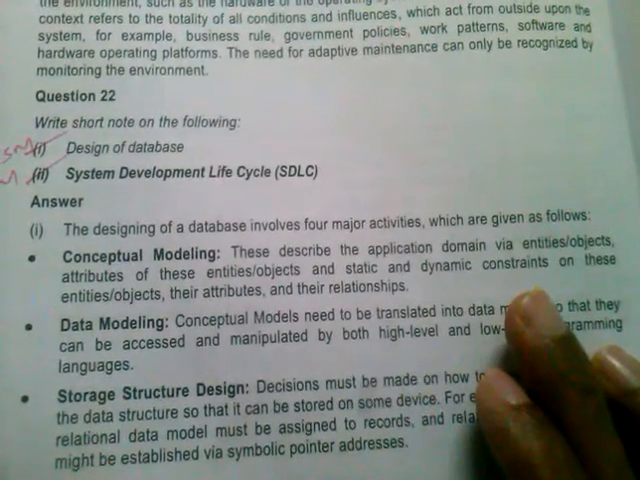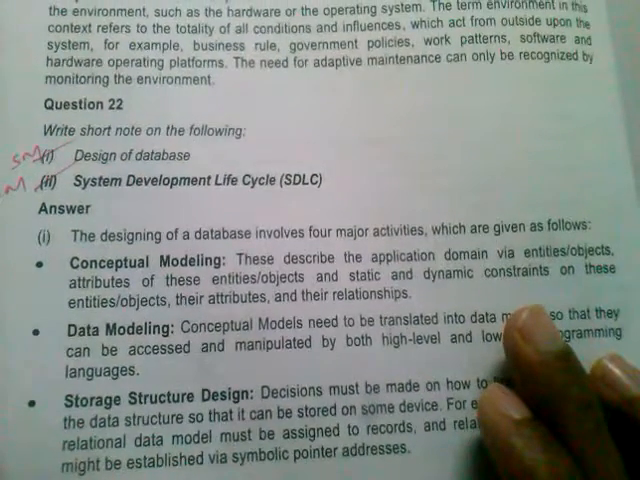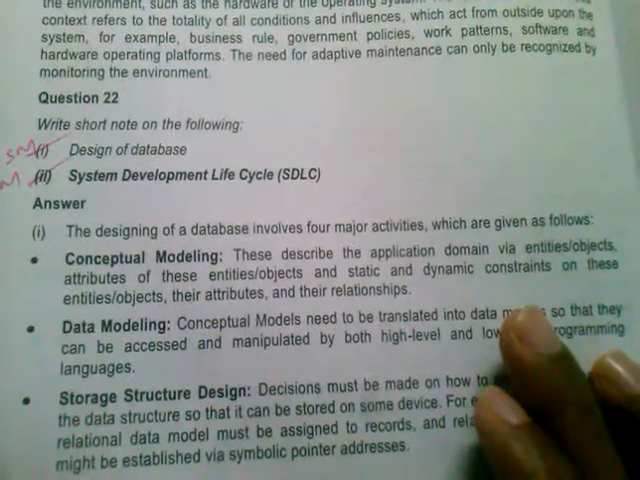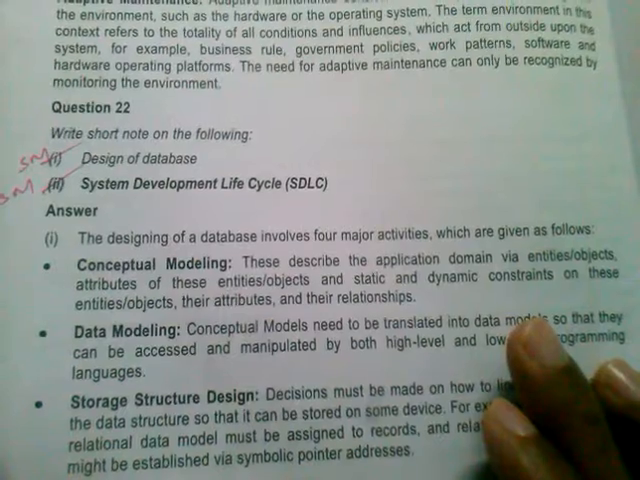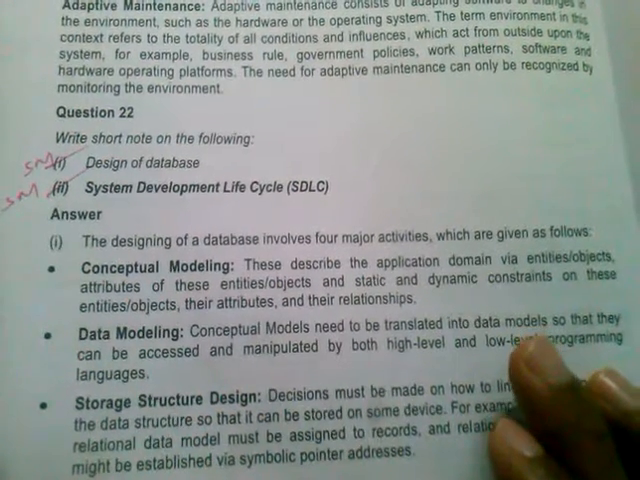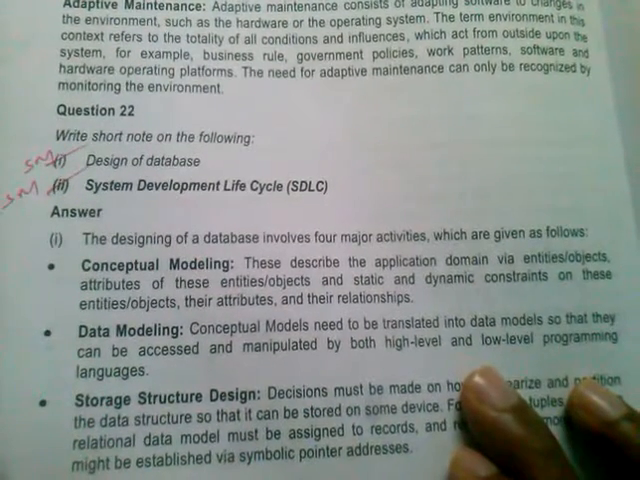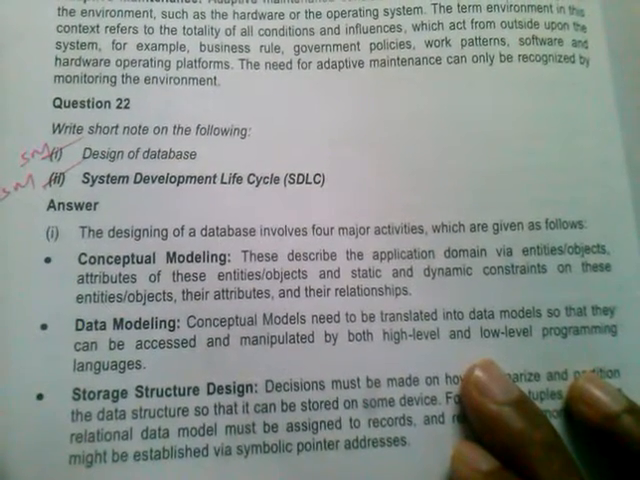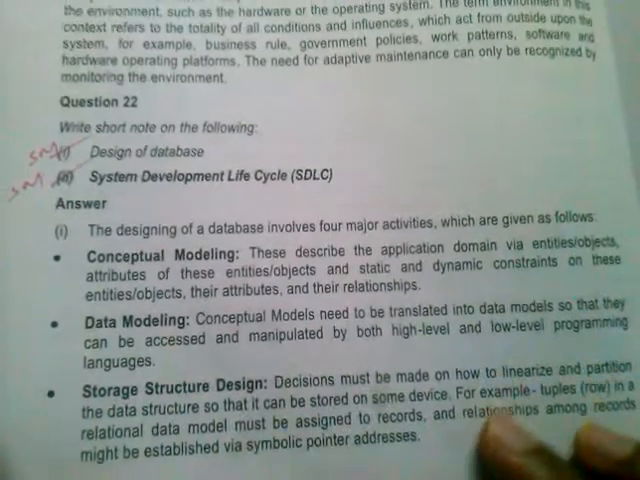Conceptual modeling describes the application domain via entities or objects, attributes of these entities or objects, and static and dynamic constraints on these entities or objects, their attributes and their relationships. Data modeling: conceptual models need to be translated into data models so that they can be accessed and manipulated by both high-level and low-level programming languages.